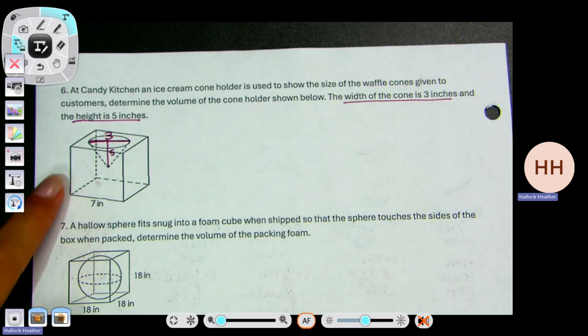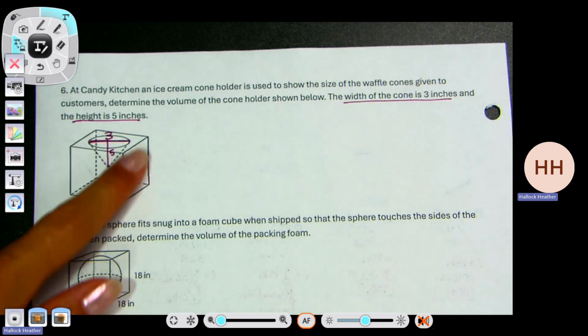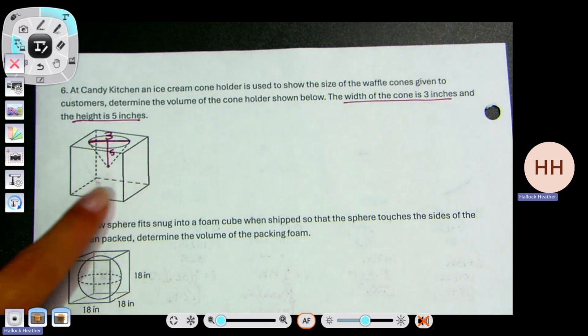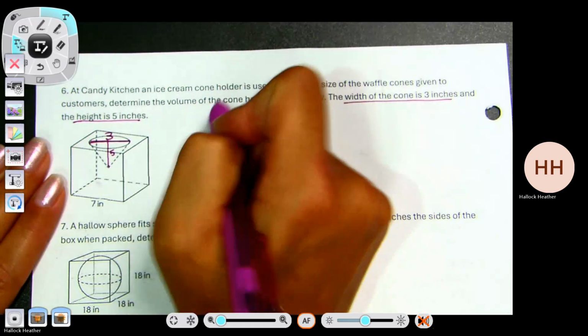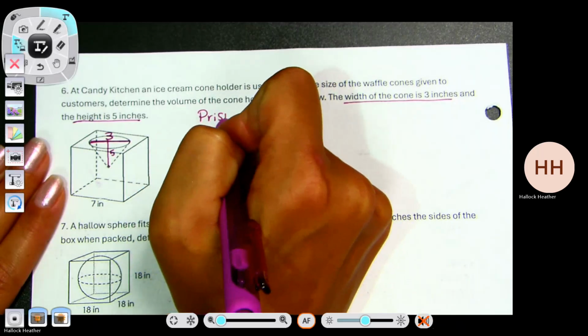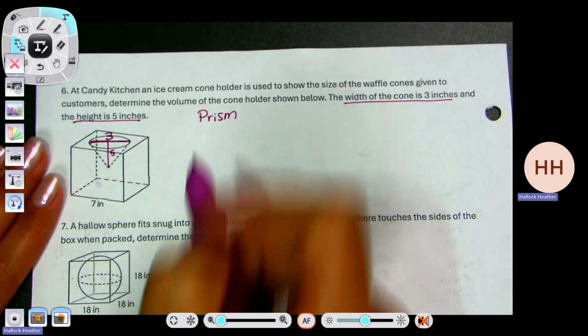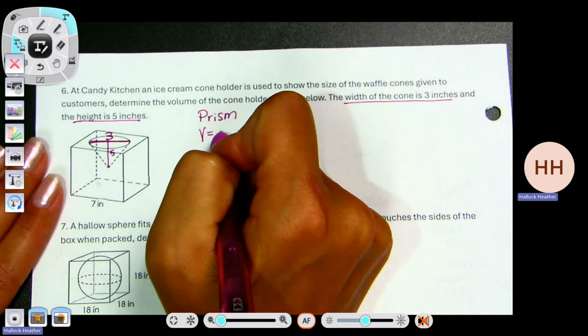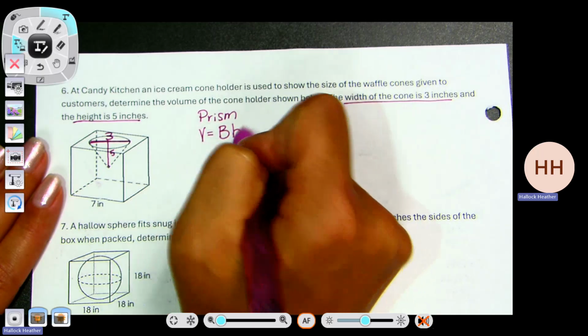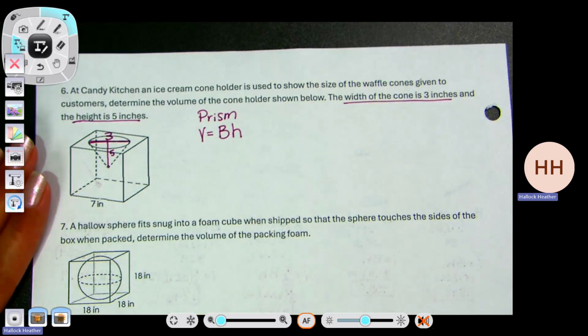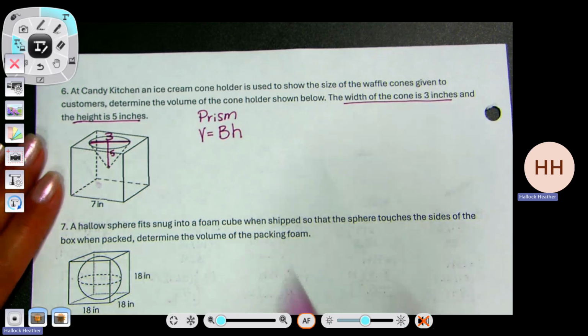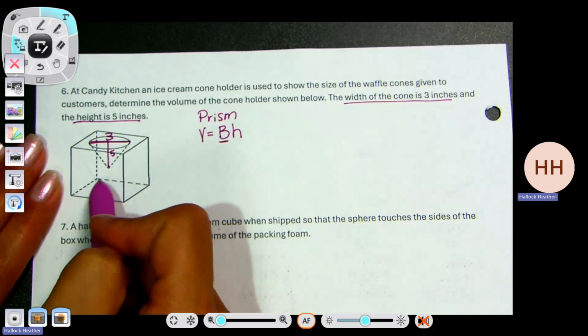So what is the shape that I'm going to use? What's my formula for the prism itself? Nope. Not based on type, but big B H. Okay, so big B is not the base, it's the variable. Okay, so take a second, find big B of the prism.